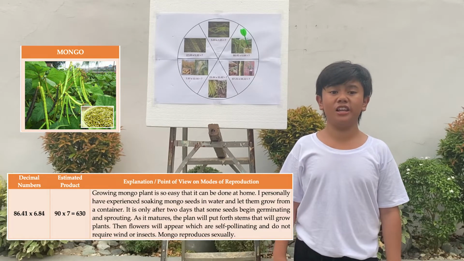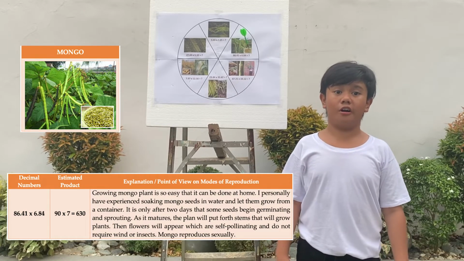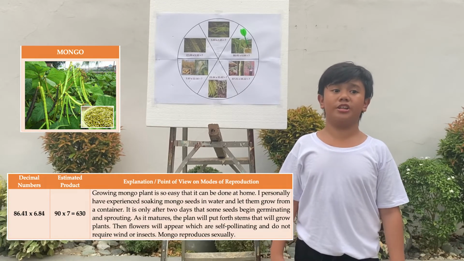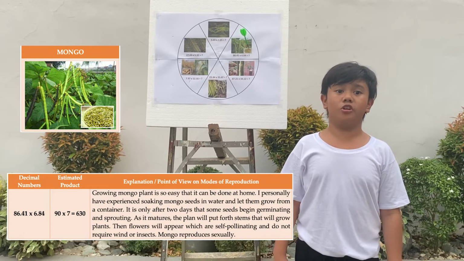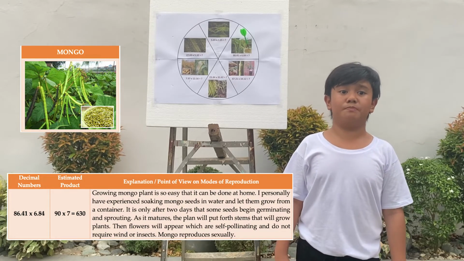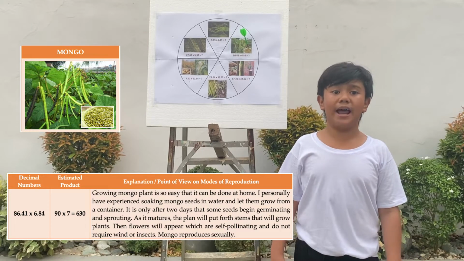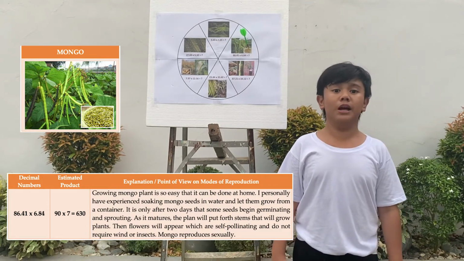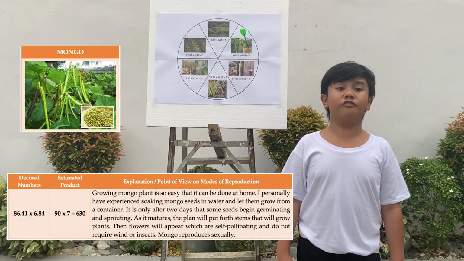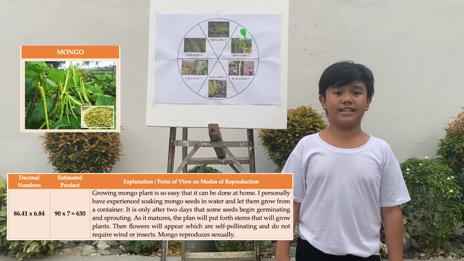I personally have experienced soaking mango seeds in water and letting them grow in a container. It is only after 2 days that some seeds begin germinating and sprouting. As it matures, the plant will put forth stems that will grow plants. Then flowers will appear, which are self-pollinating and do not require wind or insects.